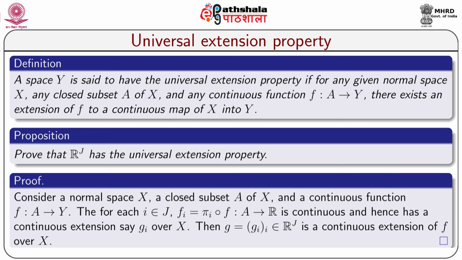Next, we shall discuss some properties which can be said as byproduct of Tietze extension theorem. Let us introduce the following definition, which is called the universal extension property. A space Y is said to have universal extension property if for any given normal space X, any closed subset A of X and any continuous function f from A to Y, there exists an extension of f to a continuous map from X to Y.